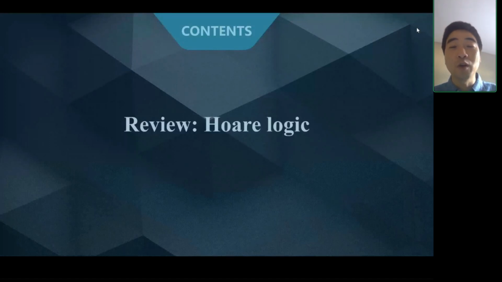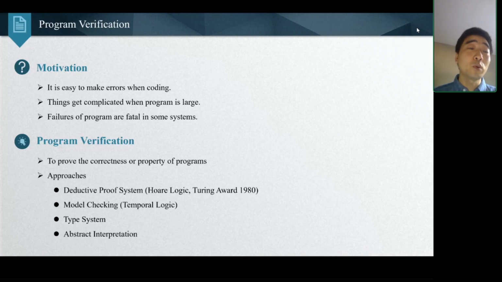So let's first review classical Hoare logic. The motivation is that for program verification, it's easy to make errors when coding, and when the program is large, the problem becomes very complicated, and also the failures of programs are very dangerous. Program verification is the task of proving the correctness properties of programs. There are lots of approaches: deductive proof systems, model checking, type systems, abstract interpretation.